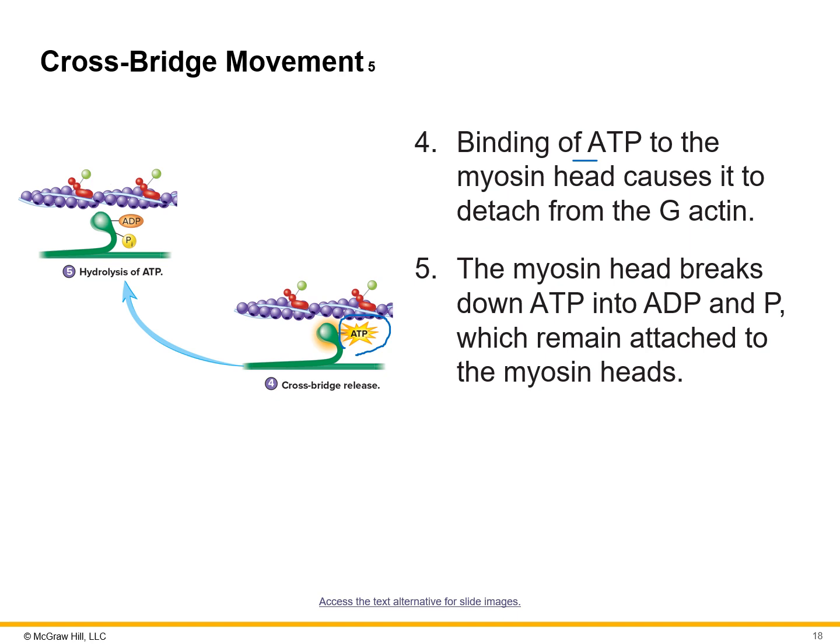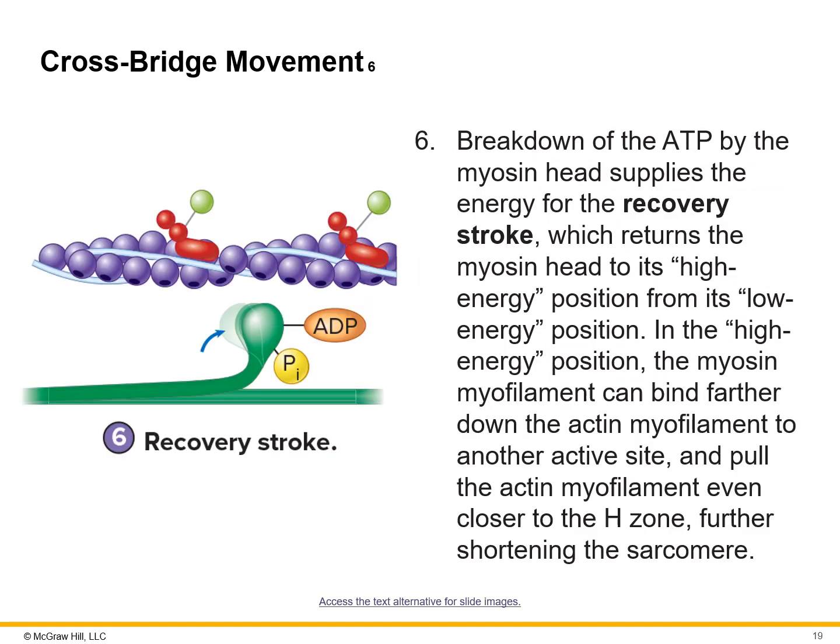Now binding of ATP to the myosin head causes it to detach. So ATP binds, it releases it from that active site, and then that myosin head breaks down the ATP that remains attached to the head. Now the breakdown of ATP by the myosin leads to the recovery stroke. So this returns the myosin head to its high energy normal position, which is where it is not attached to those active sites. Now that it's no longer attached, everything goes back to its normal state.